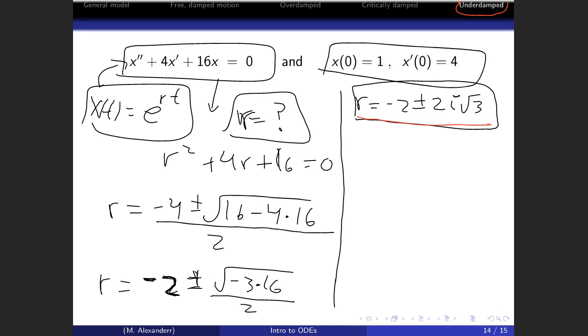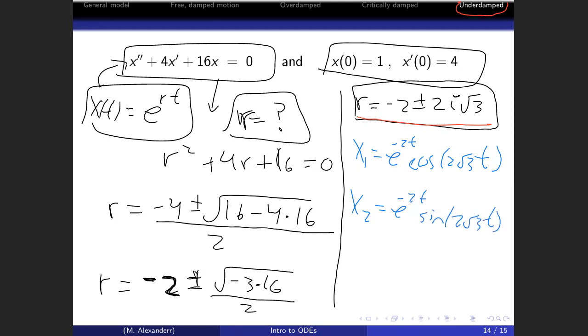All right, so now what are the solutions to this problem? Okay, so what are the two linearly independent solutions? They are going to be, so let me write down, x1 is going to be e to the negative 2t multiplied by cosine of 2 square root of 3 multiplied by t. So that's the cosine there. And then the second solution is going to be e to the negative 2t sine of 2 square root of 3t. So those are the two linearly independent solutions to the differential equation.